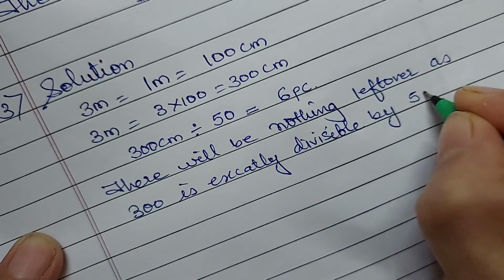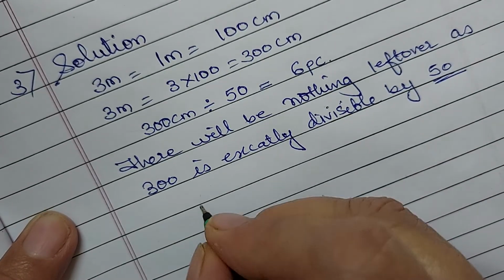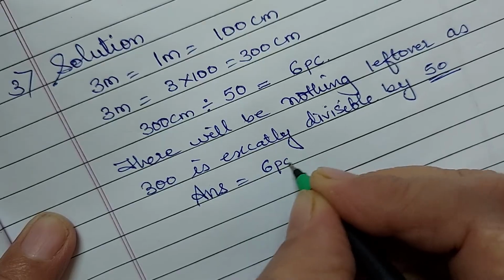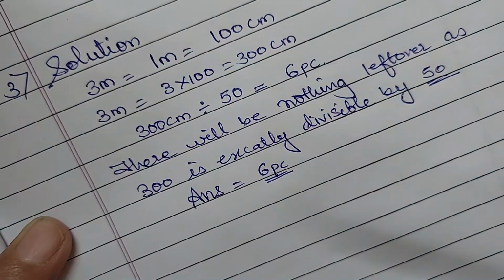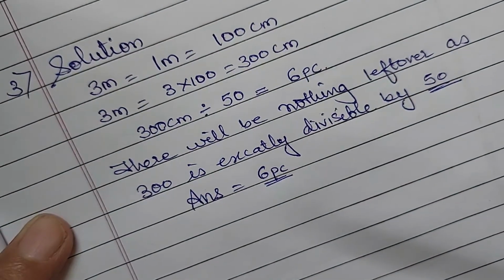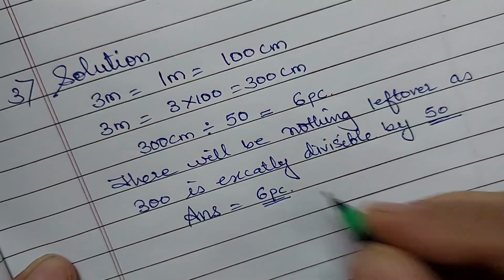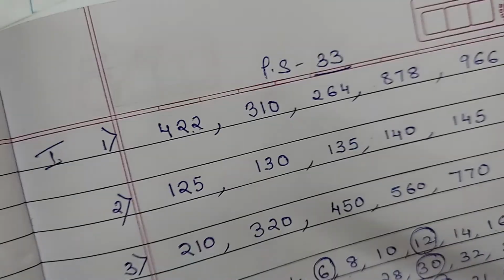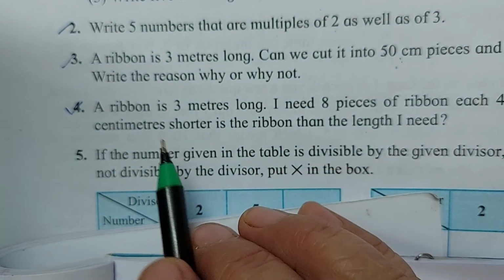Exactly divisible by 50. So what is your answer? Answer is equal to 6 pieces. Right, children? We can make 6 pieces from the ribbon. Coming to the fourth question. Your fourth question is the same, the concept is the same.